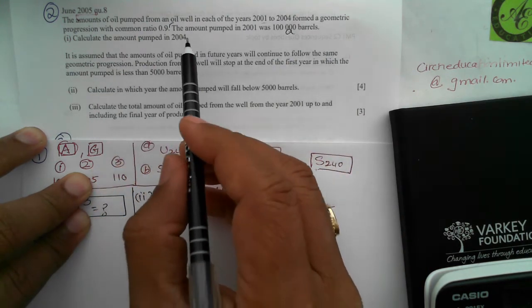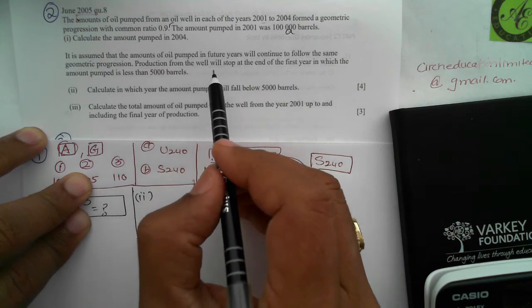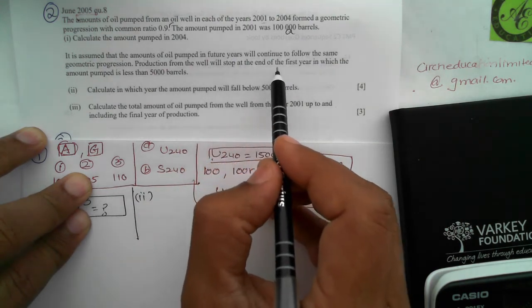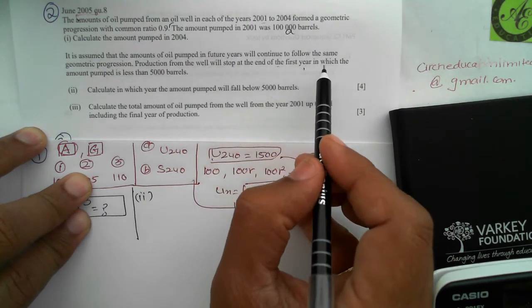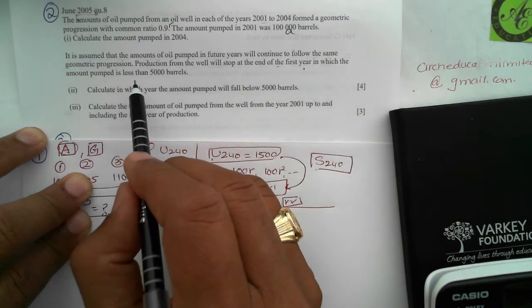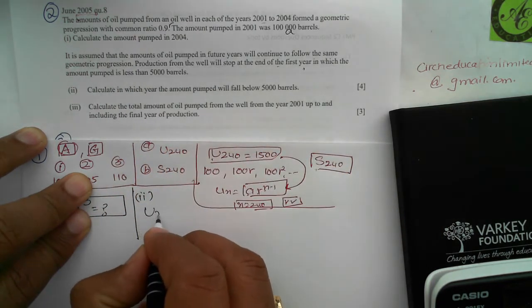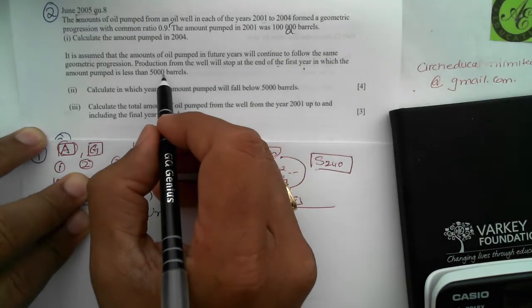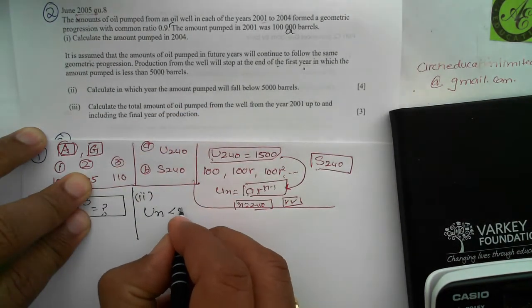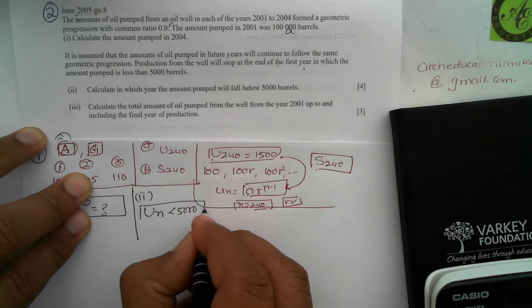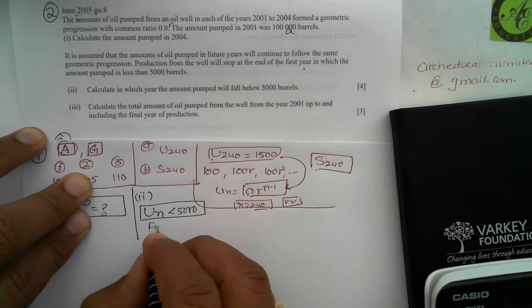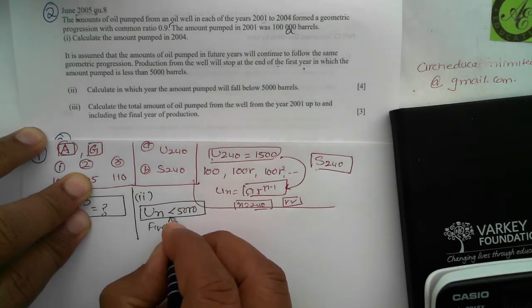Production from the well will stop at the end of the first year in which the amount pumped is less than 500 barrels. That means the moment UN, that particular term, becomes less than 5,000, the production will stop. So you want to find N when this happens, then count from 2001, which year will that be?